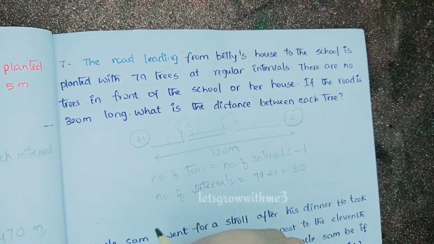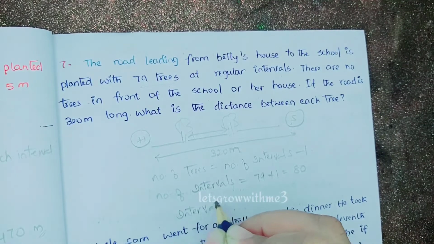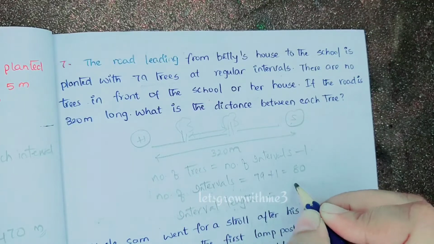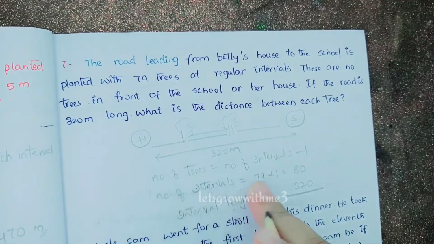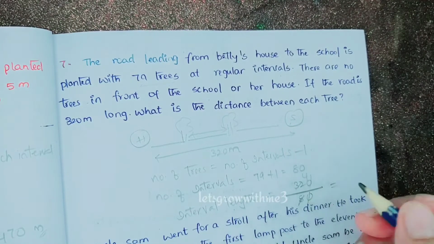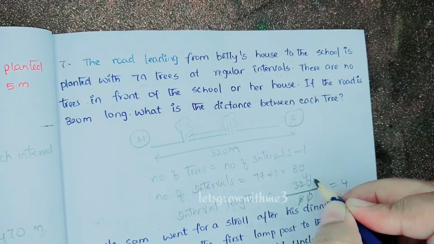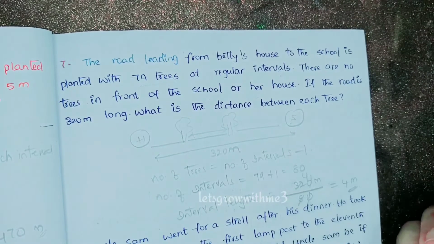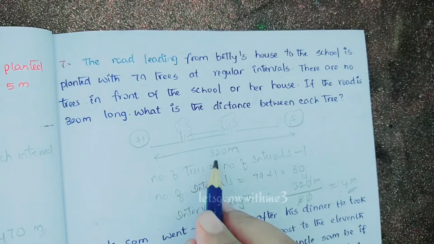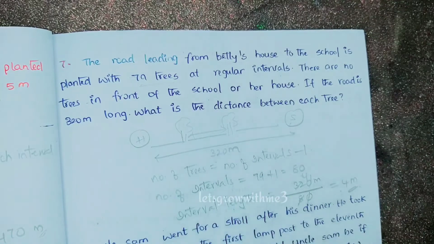And we have total length is equal to 320 meters. Then if you want to get the distance between each tree, how to get it? The distance between each tree is equal to 320 divided by 80, which is equal to 4 meters. 8 4s are 32, right? So means each tree with the regular intervals of 4 meters apart from each other. Okay, so that's our answer. Let's proceed to the next question.